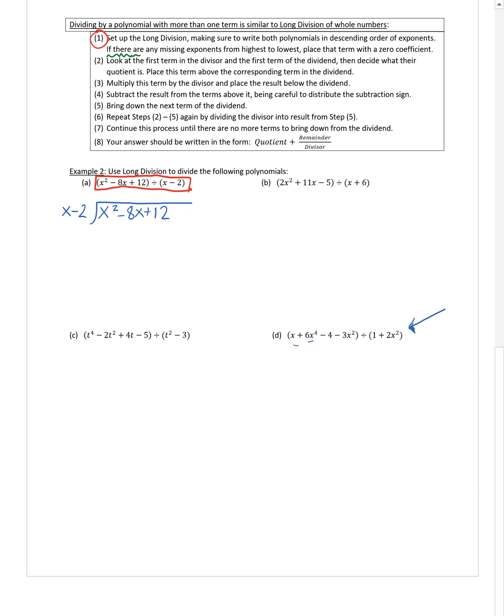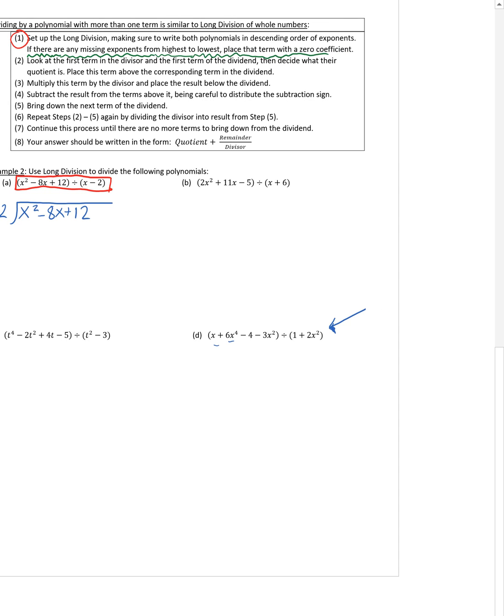It says here in step 1, if there are any missing exponents from highest to lowest, we'll have to place that term with a 0 coefficient. Even though we don't see that right now, it might help for future problems to imagine what they're talking about, missing terms. Let's say, for example, my divisor is x cubed plus 5x minus 1. Notice from the highest power, x cubed, to the lowest power, the constant, I'm missing one power, the squared term.